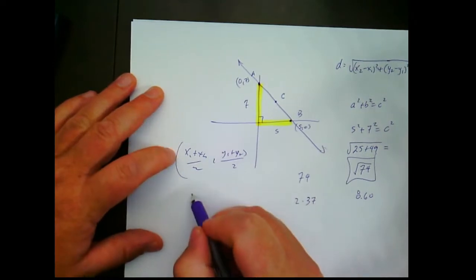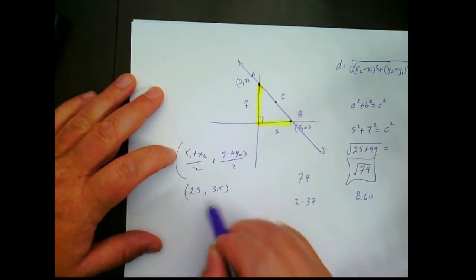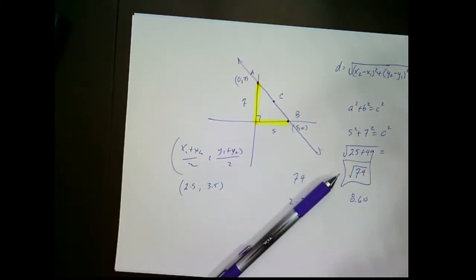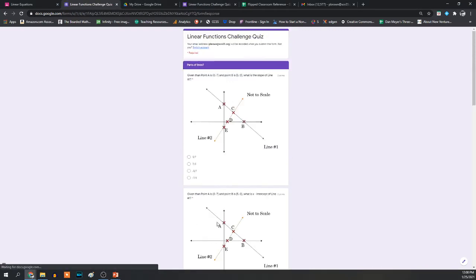So the x's is going to be 2.5 and 3.5. 2.5, 3.5. Let's see what we got here. 2.5, 3.5. Let's see how we're doing right here.